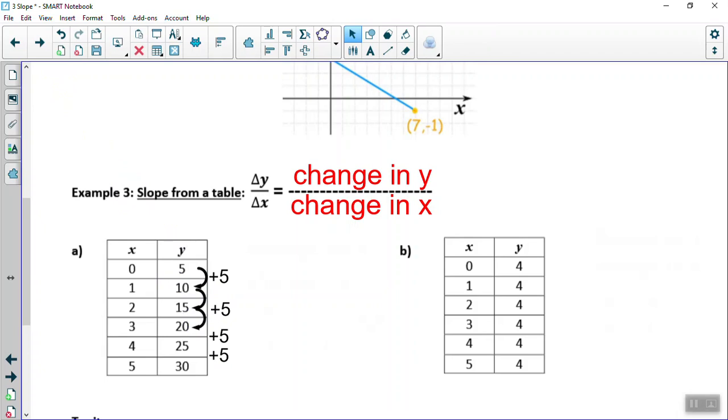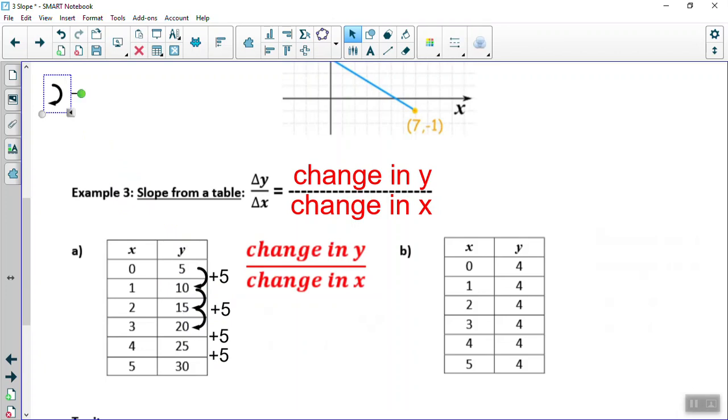Okay, so each time I went from 5 to 10, I added 5. When I went from 10 to 15, I added 5. When I went from 20 to 25, I added 5. 25 to 30, each time we added 5. Right? So my change in y over my change in x.